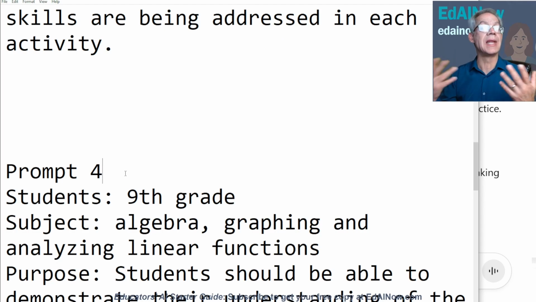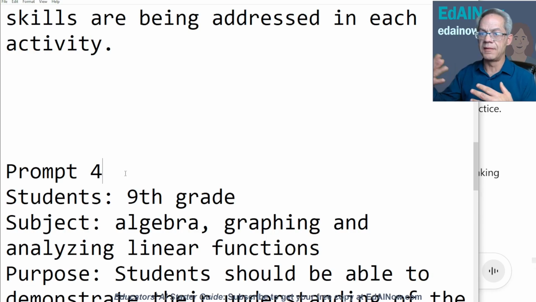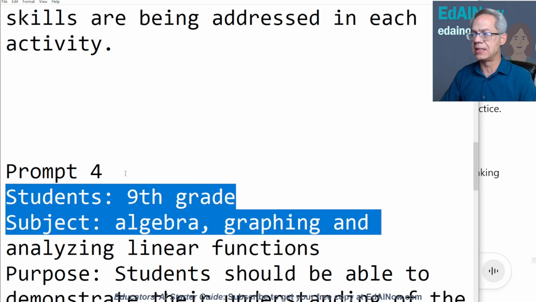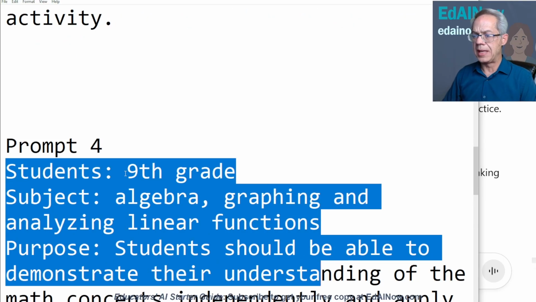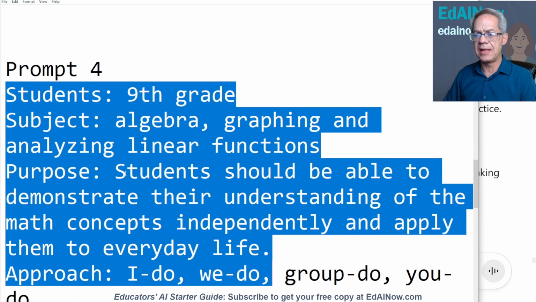So here is the lesson plan prompt. And it follows all of the same components and basically the same template that I've used in other videos. So what do we have? Students, ninth grade, subject, algebra, graphing and analyzing linear functions. I want them to be able to demonstrate understanding, apply them.